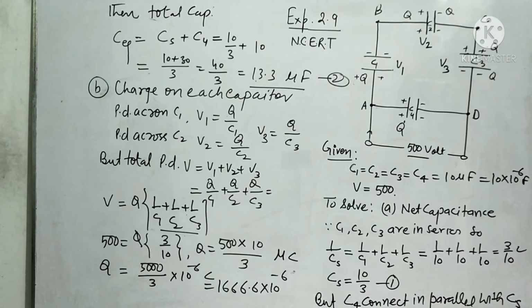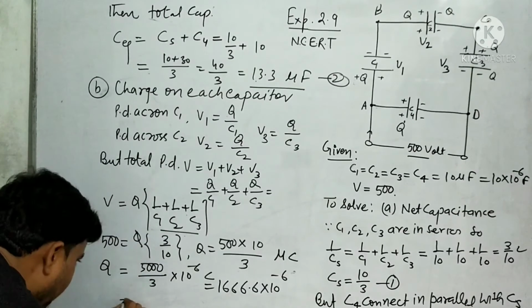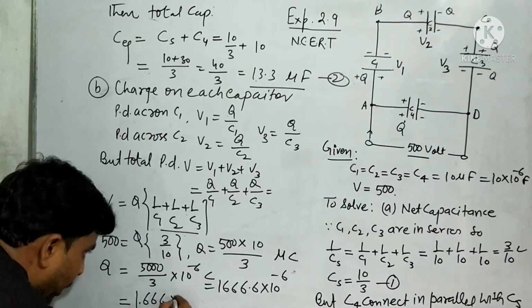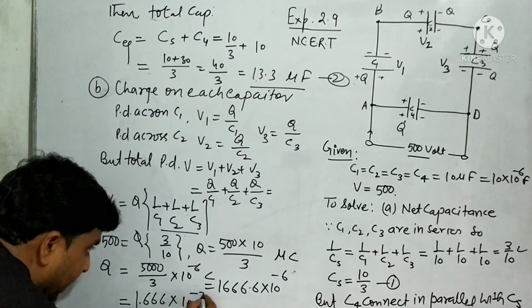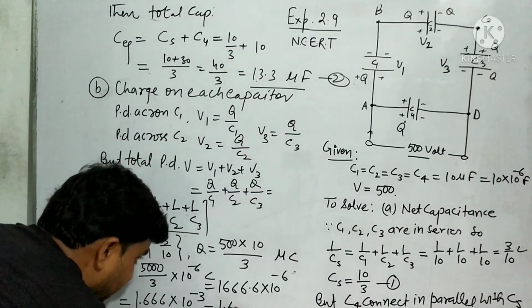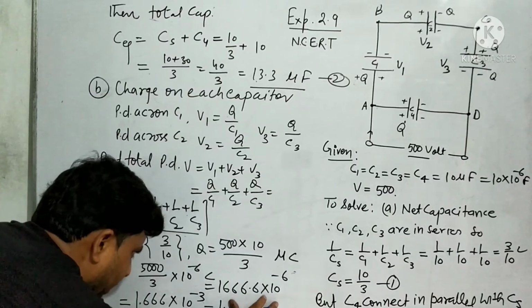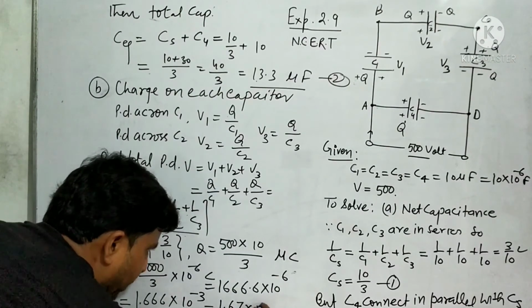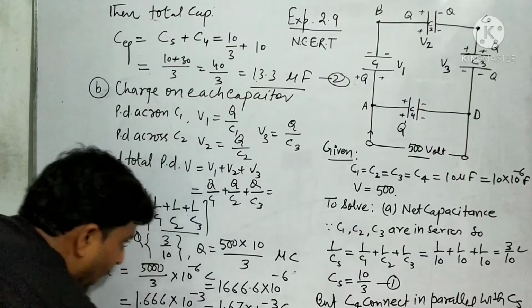Yes. So increase the value of power, or equal to 1.666 into 10 to the power minus 3. 1.666 can be considered as 1.67 into 10 raised to the power minus 3 coulomb.